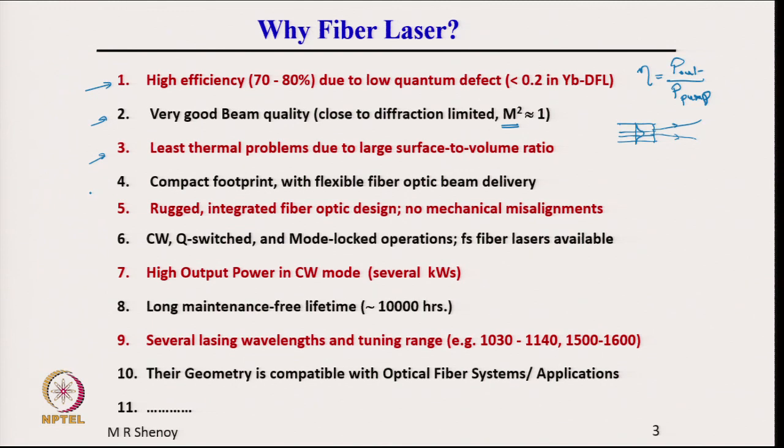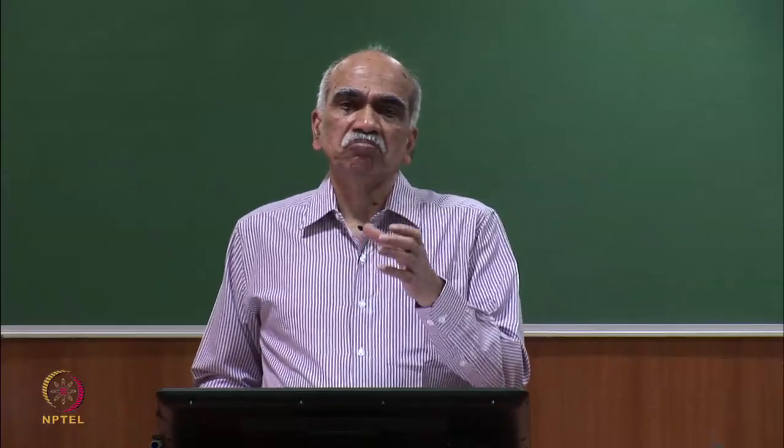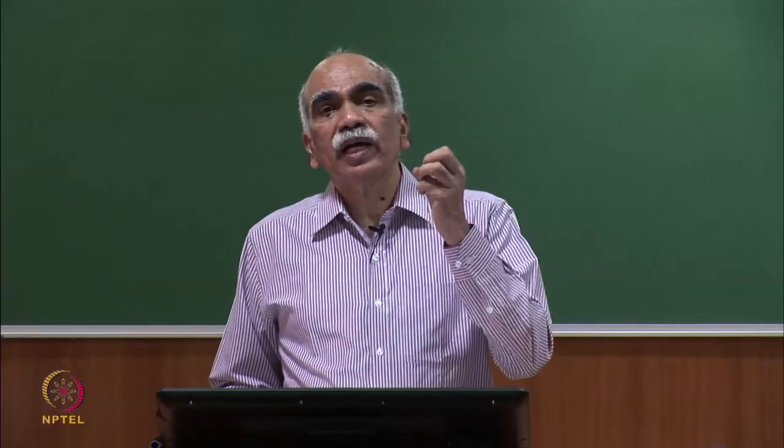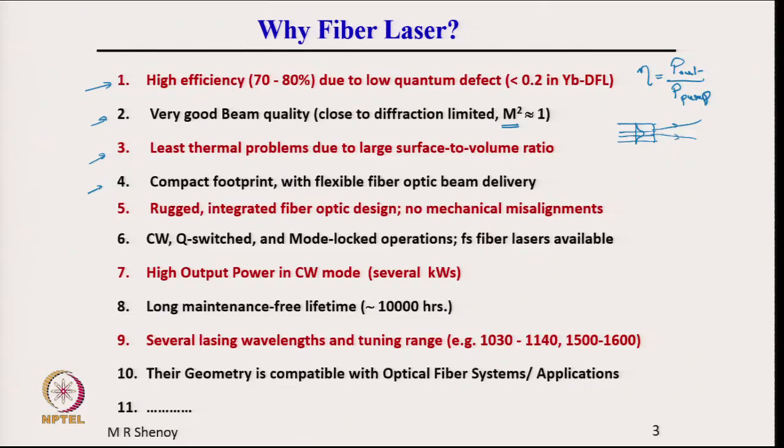It has a compact footprint, because although the fiber used is about 10 meters in length, we can wind it into a small spool of 6 to 10 centimeters in diameter, and therefore it forms a compact setup with flexible fiber optic beam delivery. The beam is delivered from the fiber end, and as we know the fiber is a flexible medium, the beam delivery is through a flexible fiber, and that is very advantageous in applications.